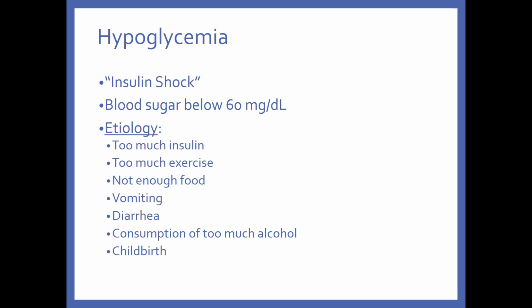Maybe not enough adequate food intake during the day, vomiting, diarrhea, of course, losing body fluids and sugar that way, and consumption of too much alcohol. We previously mentioned that alcohol can actually decrease blood sugar by blocking the production of glycogen in the liver, and it can also increase insulin secretion and production in the body. Those two factors combined can cause a lowering of the blood glucose level. Also, the physiological effects of childbirth on the body can cause some lowering of blood sugar levels.